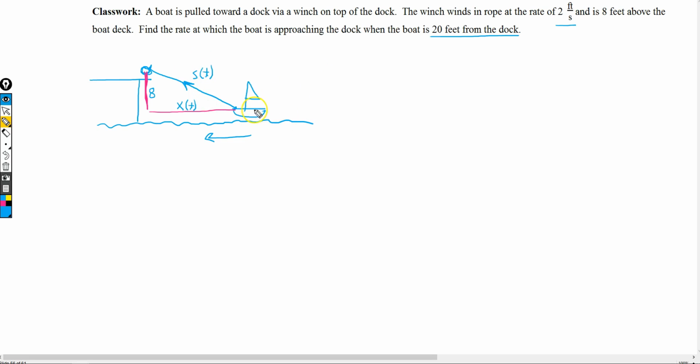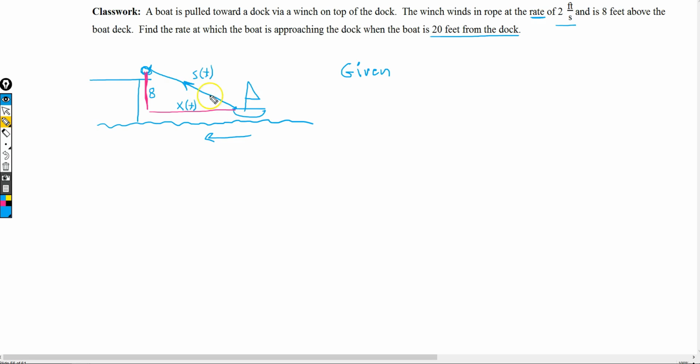We have everything labeled. Looks like we have another triangle here, so it looks like we might bring into play the Pythagorean theorem again. Now that we have our picture drawn and our variables labeled, let's see what we're given and what we want to find. The winch winds in rope at the rate of 2 feet per second. That tells us how fast s is changing with respect to time t. The key word there is rate. So we're given ds/dt is negative 2 feet per second. It's negative because the rope is being wound inward.